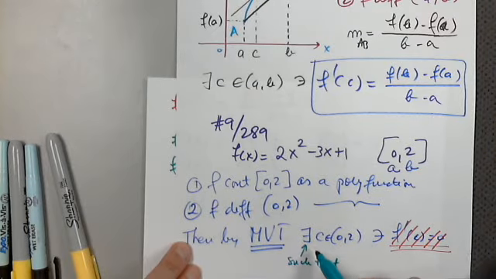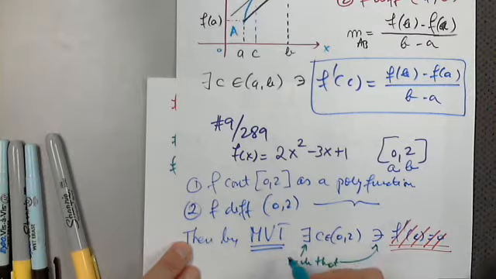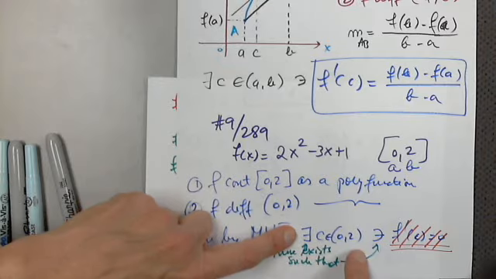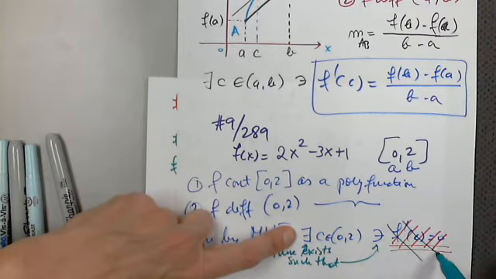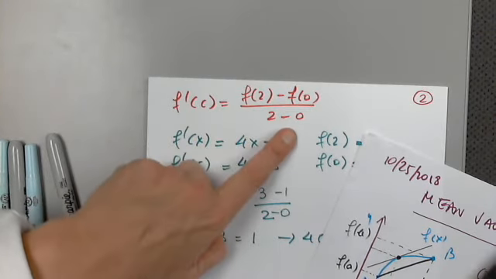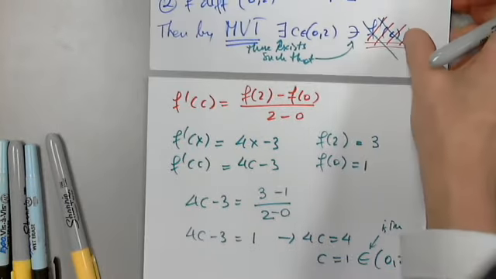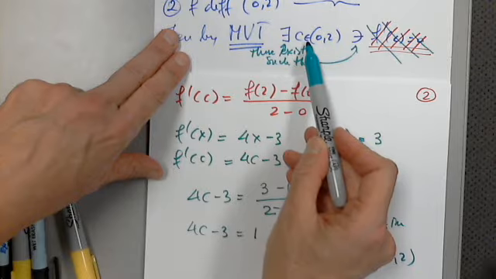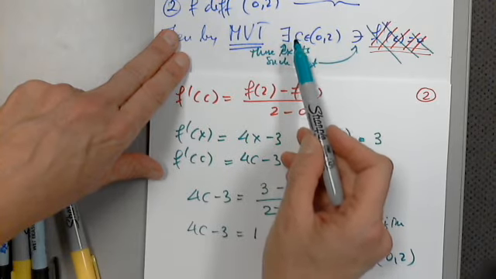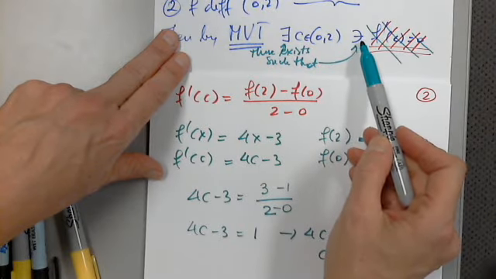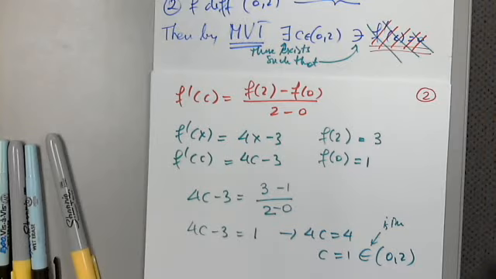And I'm sorry, this is "such that", and this one is "there exists". So there exists a c in the interval (0, 2) such that f prime of c equals f of 2 minus f of 0 over 2 minus 0. I've got to remember which way. Yes, so there exists, this symbol means "is in": there exists a c in the interval (0, 2), and now the condition, such that f prime of c equals f of 2 minus f of 0 over 2 minus 0.